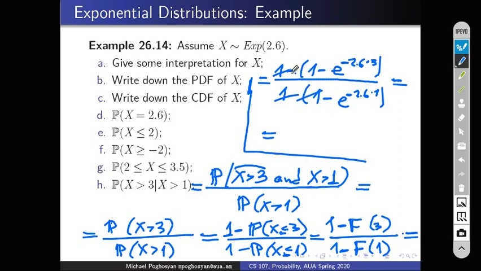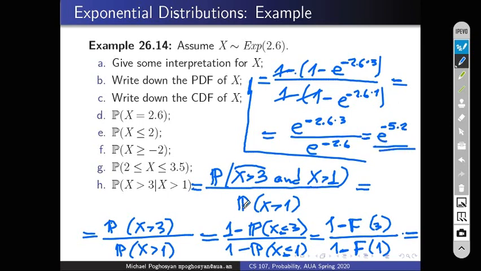Here I will have plus sign, e to the minus 2.6 times 3 over e to the minus, I will have plus sign because I have minus here with plus sign, 2.6. So I will have e to the minus 3 times here, 1 times here, I will have 2 times 2.6, so 5.2.